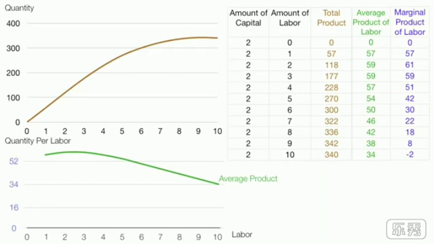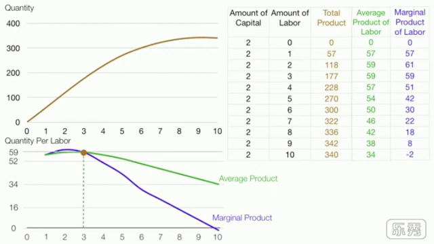Now I'll graph marginal product of labor, it's blue. Notice that these two graphs intersect at 3 labor units. Average product of labor and marginal product of labor is 59. Now if I draw on up, I see the total output at that level is 177. So I end up with 3 labor units, total product of 177, and average product and marginal product of labor are both 59.